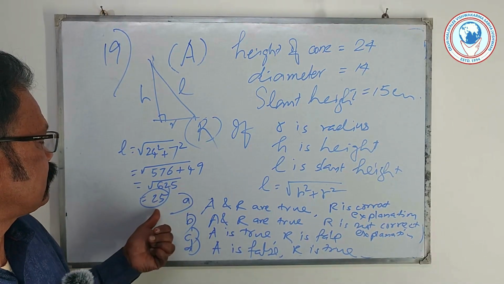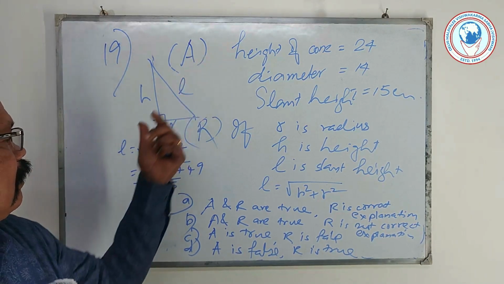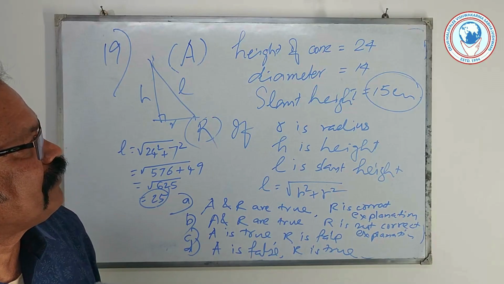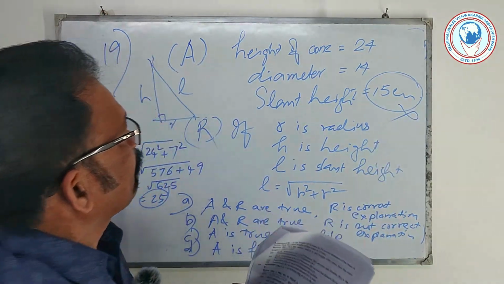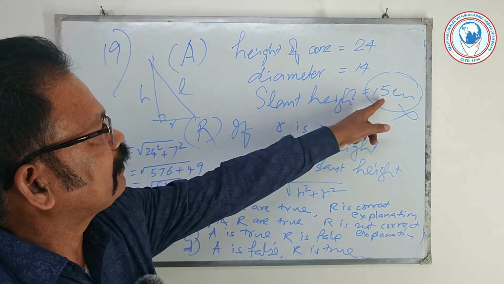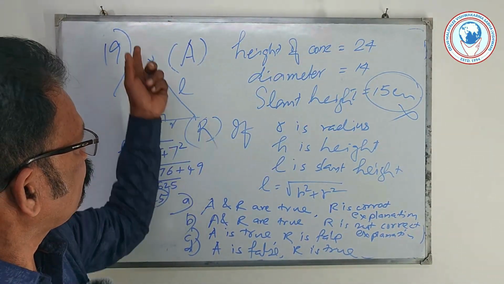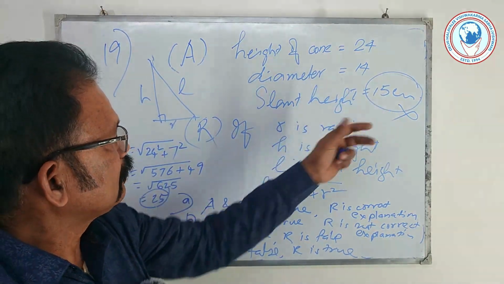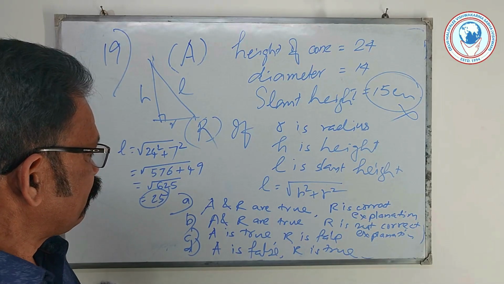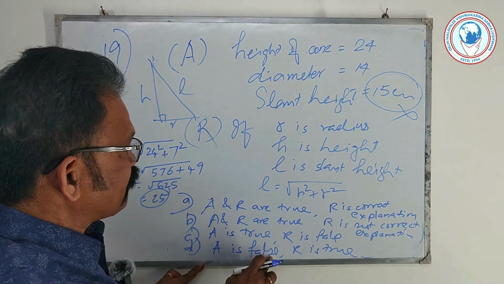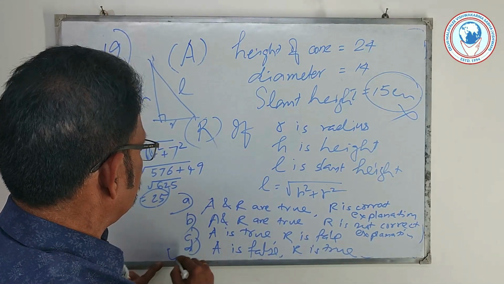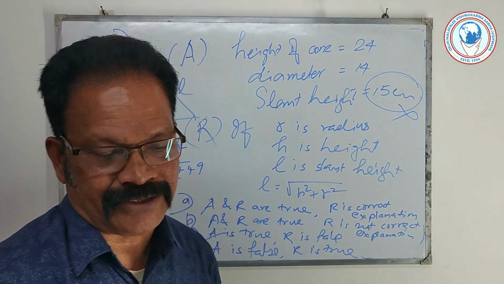So slant height is 25 when we calculate correctly, but here it is given that slant height is 15. This cannot be true, because if height is 24 and diameter is 14, slant height cannot be 15. Slant height is the longest distance, therefore it cannot be true. But this formula is true. These are wrong values. Therefore, A is false, and reason is correct. Option D is the correct one.